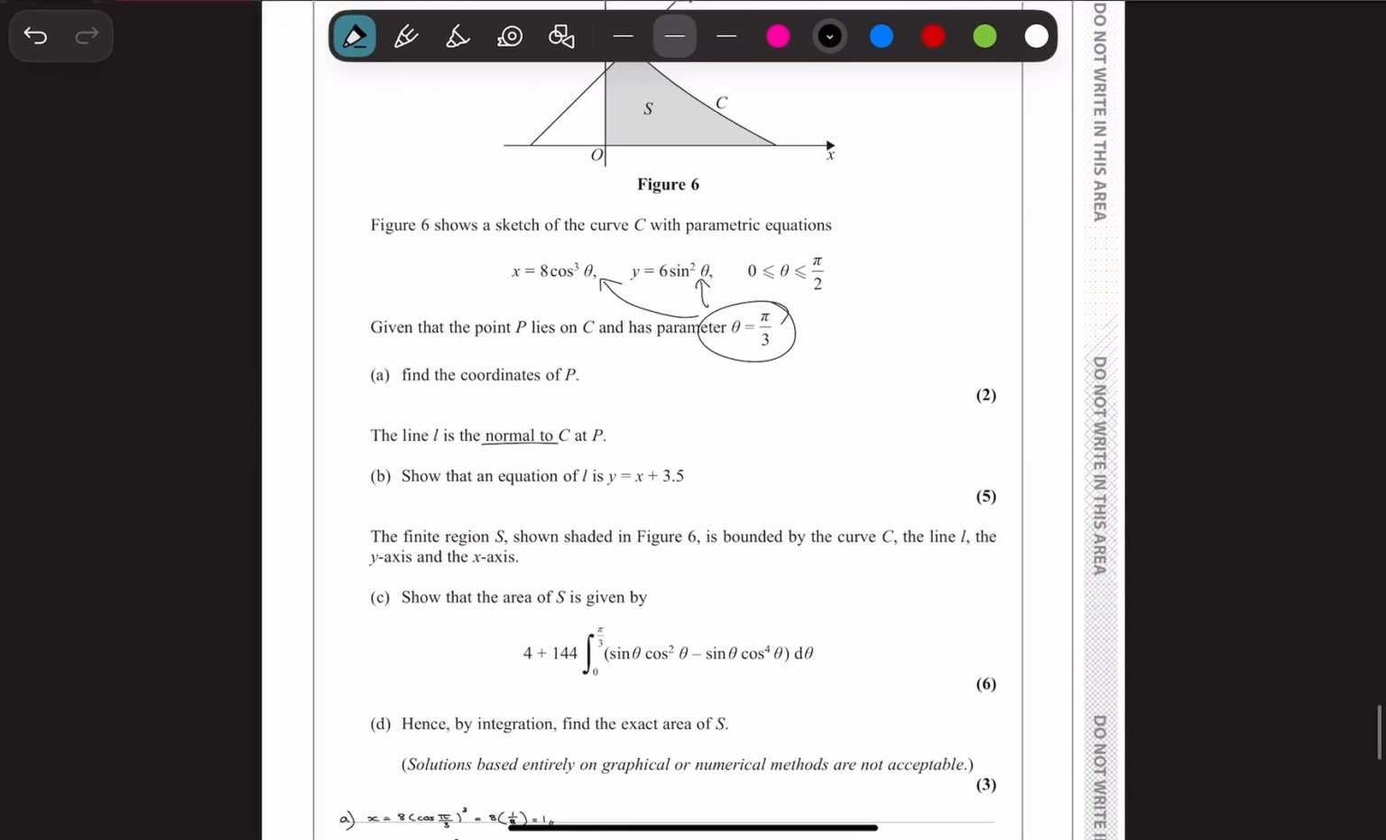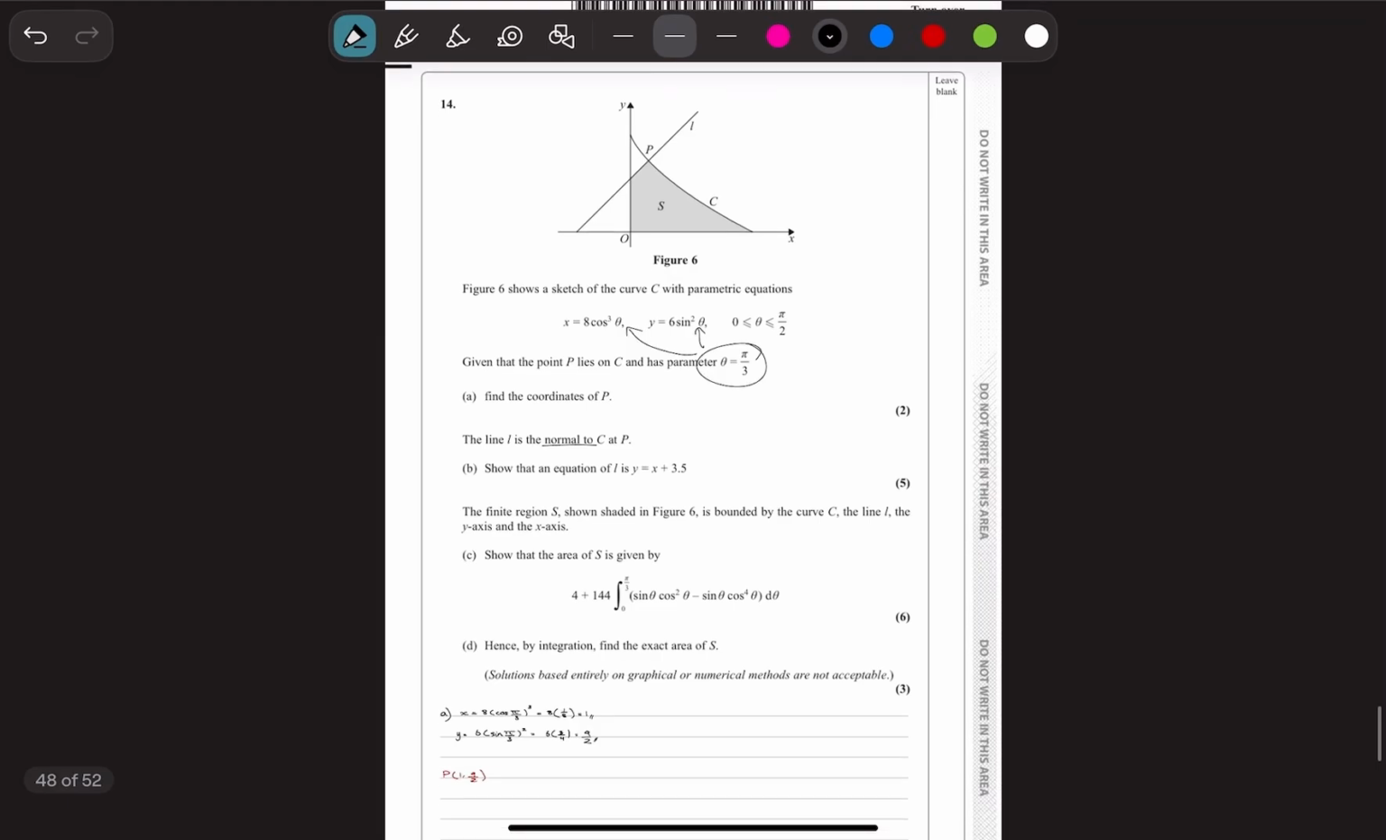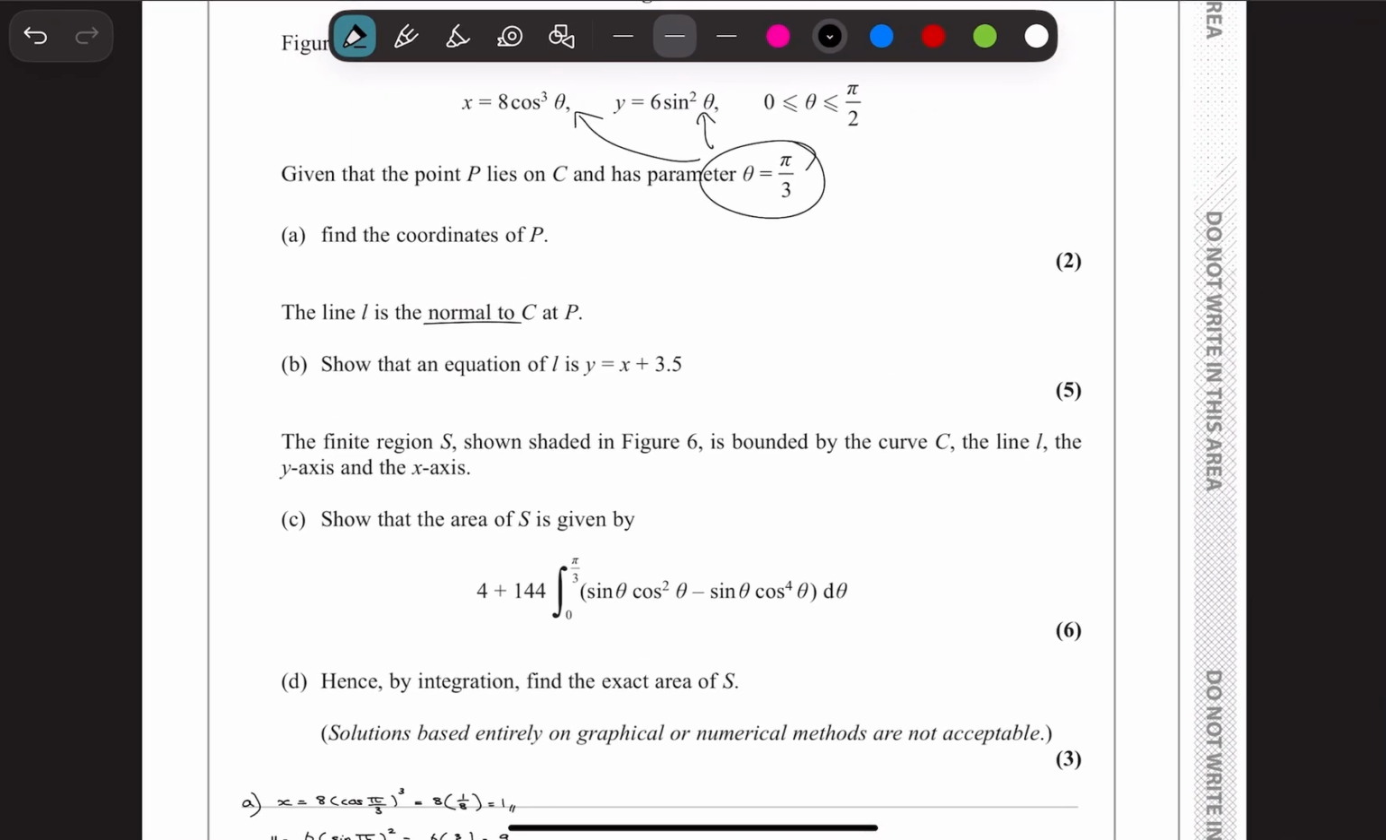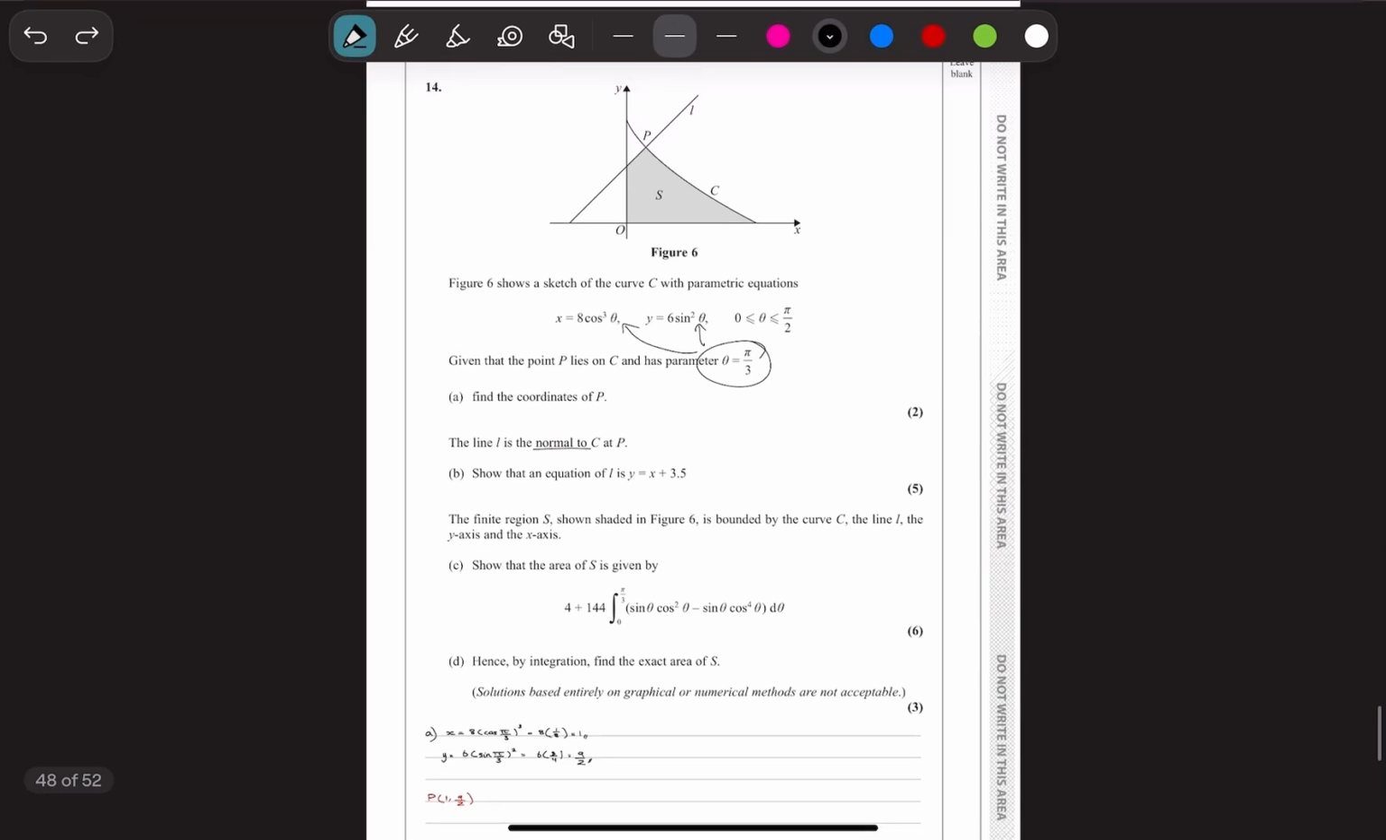Okay, so let's just read the question. The finite region S, shown shaded in figure 6, is bounded by the curve C, the line L, the y-axis, and the x-axis. And it wants us to show that the area of S is given by this horrible thing. So don't be worried or alarmed when you see that. It does look really awful, but it's not that bad. So don't worry. Just try and stick with it, split the question down and see what you can do, because it is 6 marks, so there are a lot of opportunities to pick up some easy marks as well.